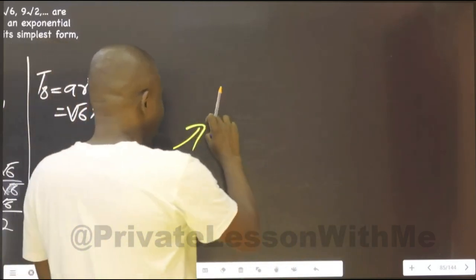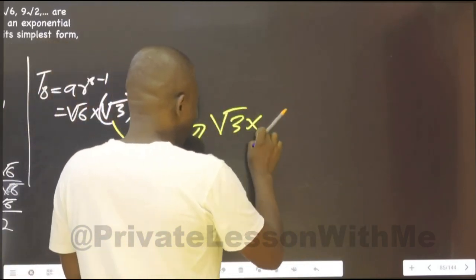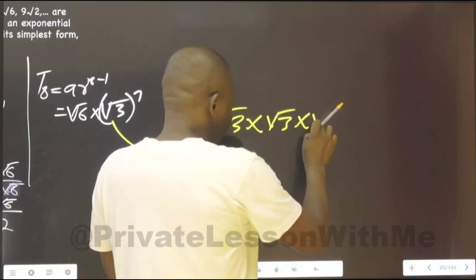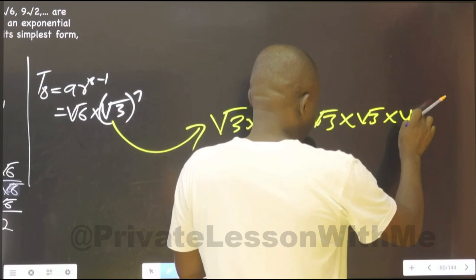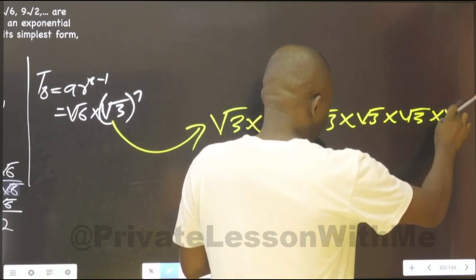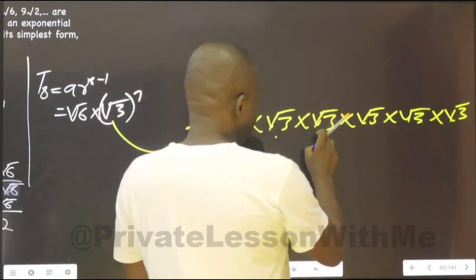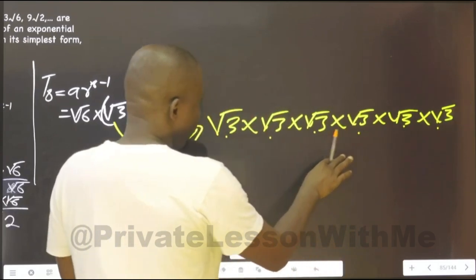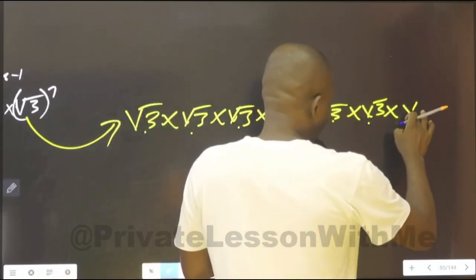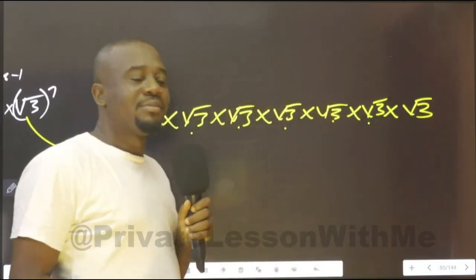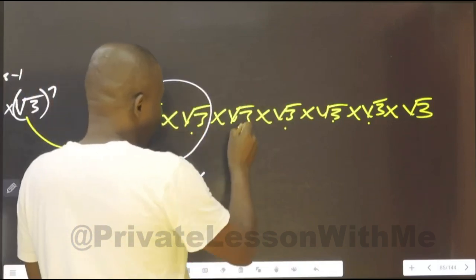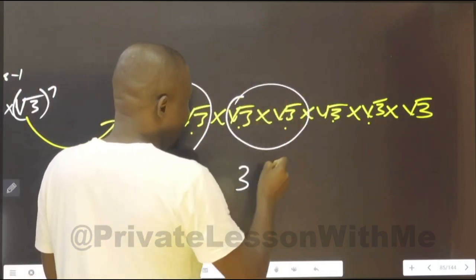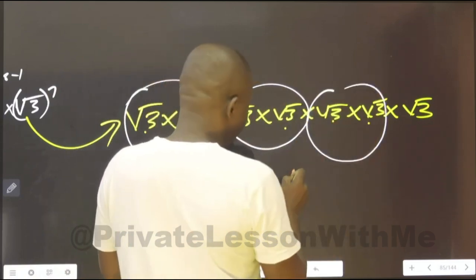This one simply means the square root of 3 multiplied by the square root of 3 multiplied by the square root of 3 multiplied by the square root of 3 multiplied by the square root of 3 multiplied by the square root of 3. Let's count. 1, 2, 3, 4, 5, 6. Remain 1. Multiply by the square root of 3. This 2 will give you 3. This 2 will give you 3. This 2 will give you 3.